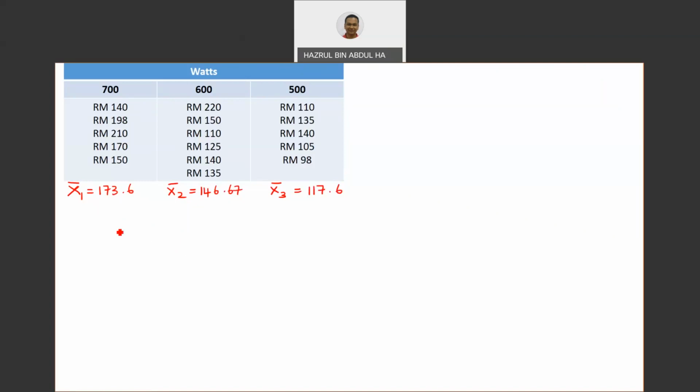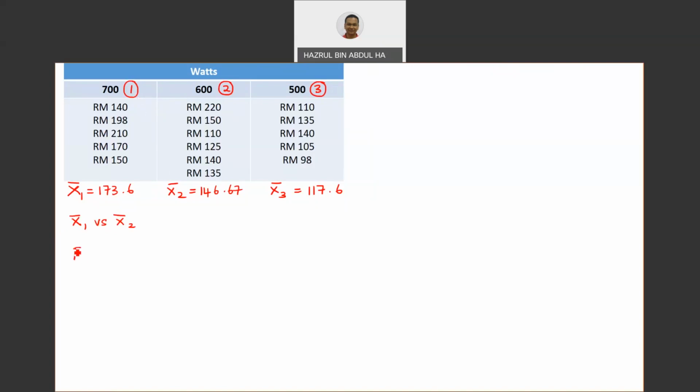Okay, and now you still have to make three comparisons. The first is between 700 watts and 600 watts, the second comparison is between 700 watts and 500 watts, and the last comparison is between 600 watts and 500 watts. So this is our first group, this is our second group, and this is our third group. For the first comparison, it is between x bar 1 and x bar 2, between the first group and the second group.